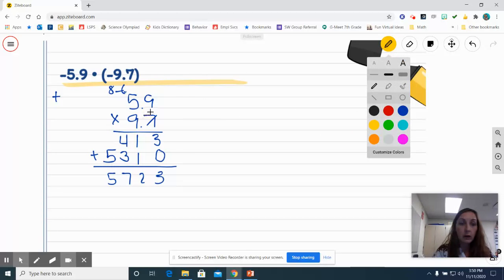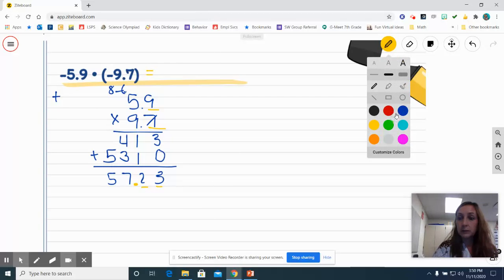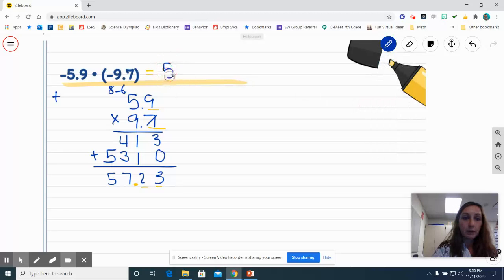Now we just have to go in and count how many total decimal places there are. I see that there is 1 decimal place in 5 and 9 tenths and 1 decimal place in 9 and 7 tenths for a total of 2. So that would be 1, 2 decimal places, and my decimal goes in between the 7 and 2. I made a note that my answer was positive, so here I can just write the final answer: 57 and 23 hundredths.